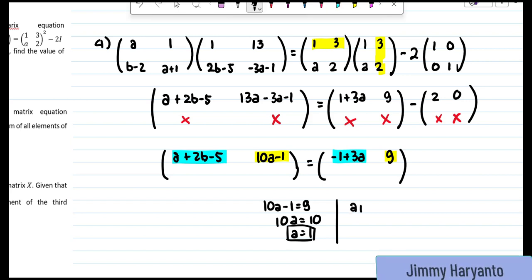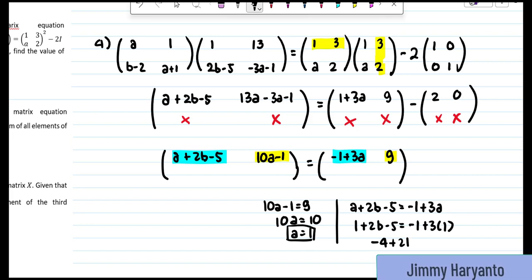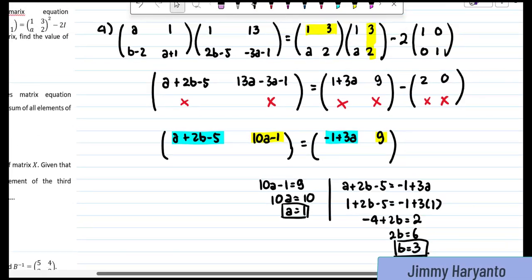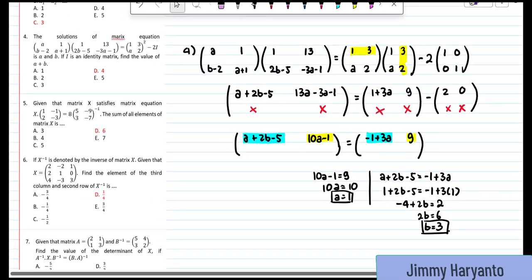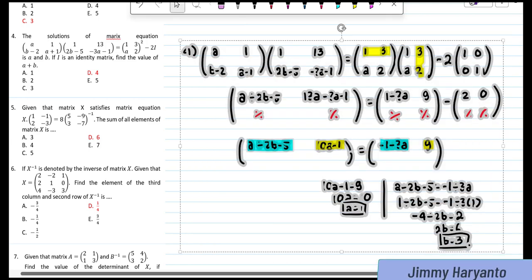You'll have a plus 2b minus 5 equals to negative 1 plus 3a, 1 plus 2b minus 5 equals to negative 1 plus 3 times 1. You will have negative 4 plus 2b equals to 3 minus 1 equals to 2, and then 2b equals to 6, b equals to 3. There you go. We already have a equals to 1 and also b equals to 3. The question is a plus b, that means equals to 4. Next is number 5.